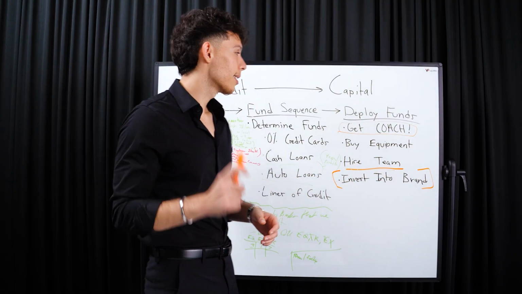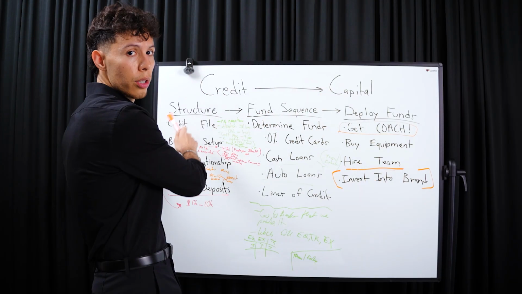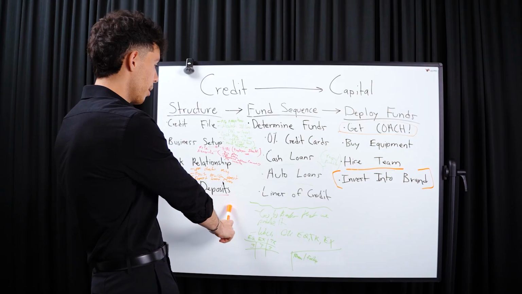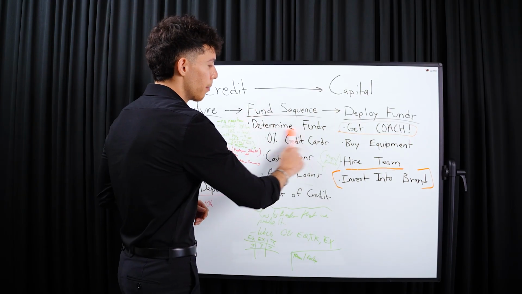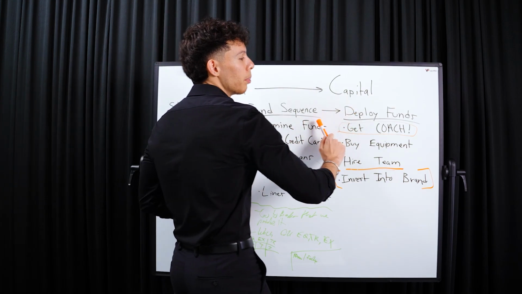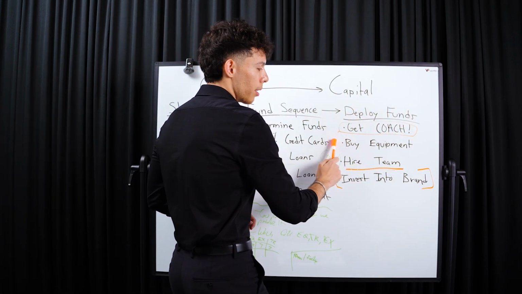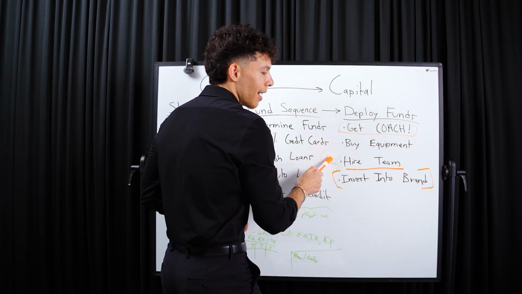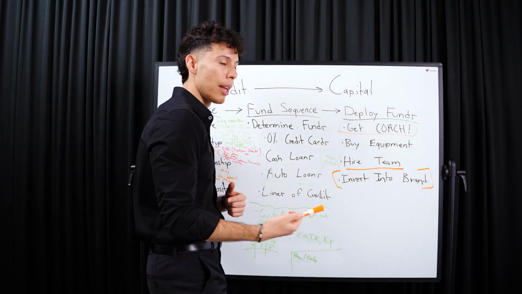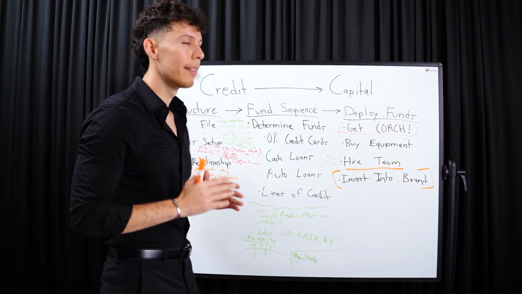So remember, guys, this is how you can turn credit into capital. We structure ourselves correctly with our credit. We set up our business. We build banking relationships. We put money deposits. Then we go ask for the money. We determine what kind of money we need and which banks we're going to have to go to. And then finally, we deploy these funds to get a coach to help us, to buy equipment for our business, to hire a team to keep scaling, and then to invest into our brand and continuously get better. If you can do all this, you will have success.